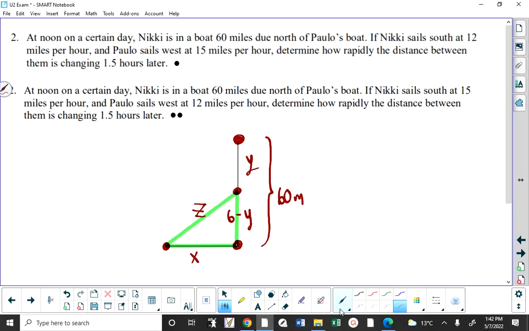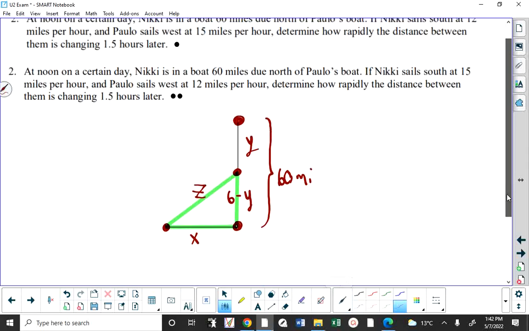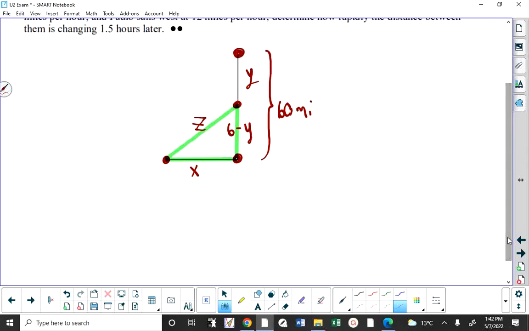So in either version of the exam, this is the setup. And the equation you're going to develop will be the Pythagorean relationship that the hypotenuse squared equals the sum of the squares of the other two sides. So this is what you're going to use to differentiate to solve the problem.